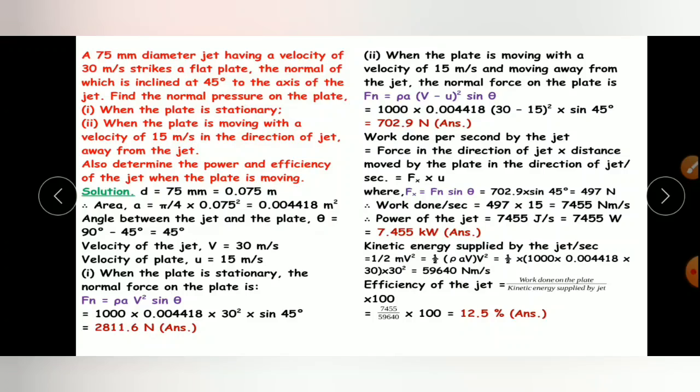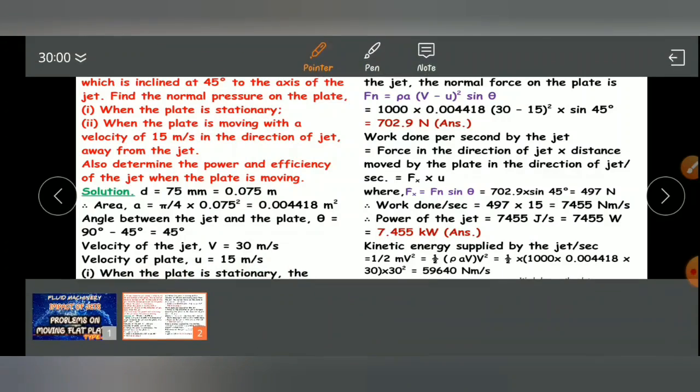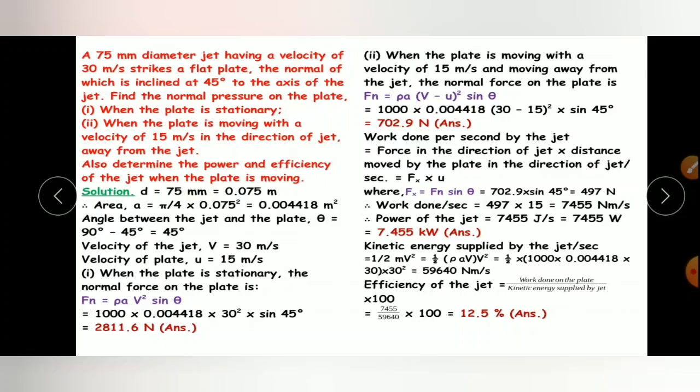Velocity of the jet v equal to 30 meter per second. It is clearly given that the jet strikes the flat plate at 30 meter per second. Velocity of the plate u equal to 15 meter per second when the plate is moving in the second case. First consider case 1 when the plate is stationary. When the plate is stationary, we have to find out only the normal force. Therefore normal force acting on the plate Fn equal to rho a v square sin theta.